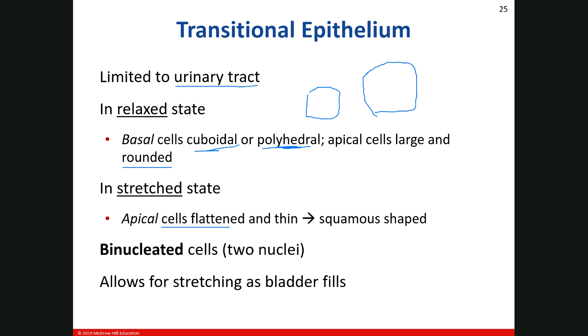You guys remember this, the owl's eyes, the binucleated cells? This will be a cell that has two nuclei inside of it. Right here.